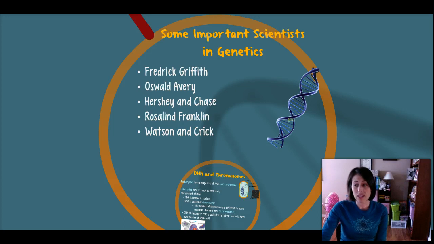The next one was Oswald Avery, and Oswald Avery discovered that DNA actually is a nucleic acid, and that nucleic acid is what stores and transmits the genetic information from one generation to the next. So he's the one that discovered that your genes came from your parents, and those are stored in the DNA that you have in all of your cells. The next one that is listed here is Hershey and Chase. Alfred Hershey and Martha Chase studied something called a bacteriophage, and so I want to show you what that looks like.